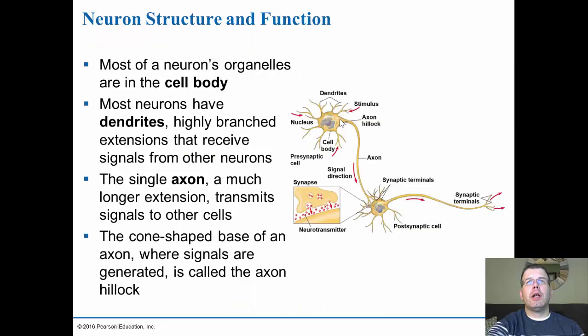Now, most of the organelles are in the cell body, and depending on the type of neuron you look at, the cell body can be in different spots. Typically, with most neurons, the cell body is going to be right at the end where you have the dendrites, and these little things that look like roots are the dendrites that come off, and those are kind of the feelers. They're the ones that are responding to the environment. They're getting the stimulus or the signal.